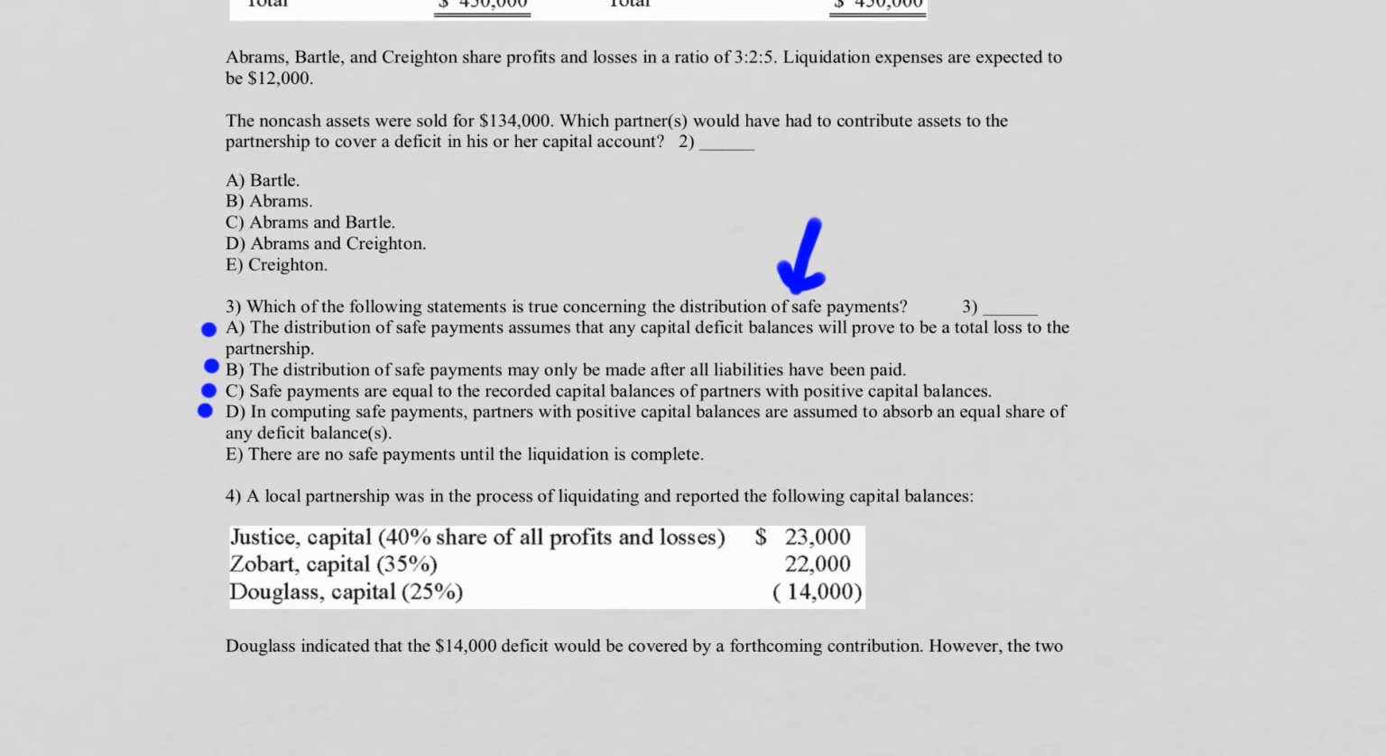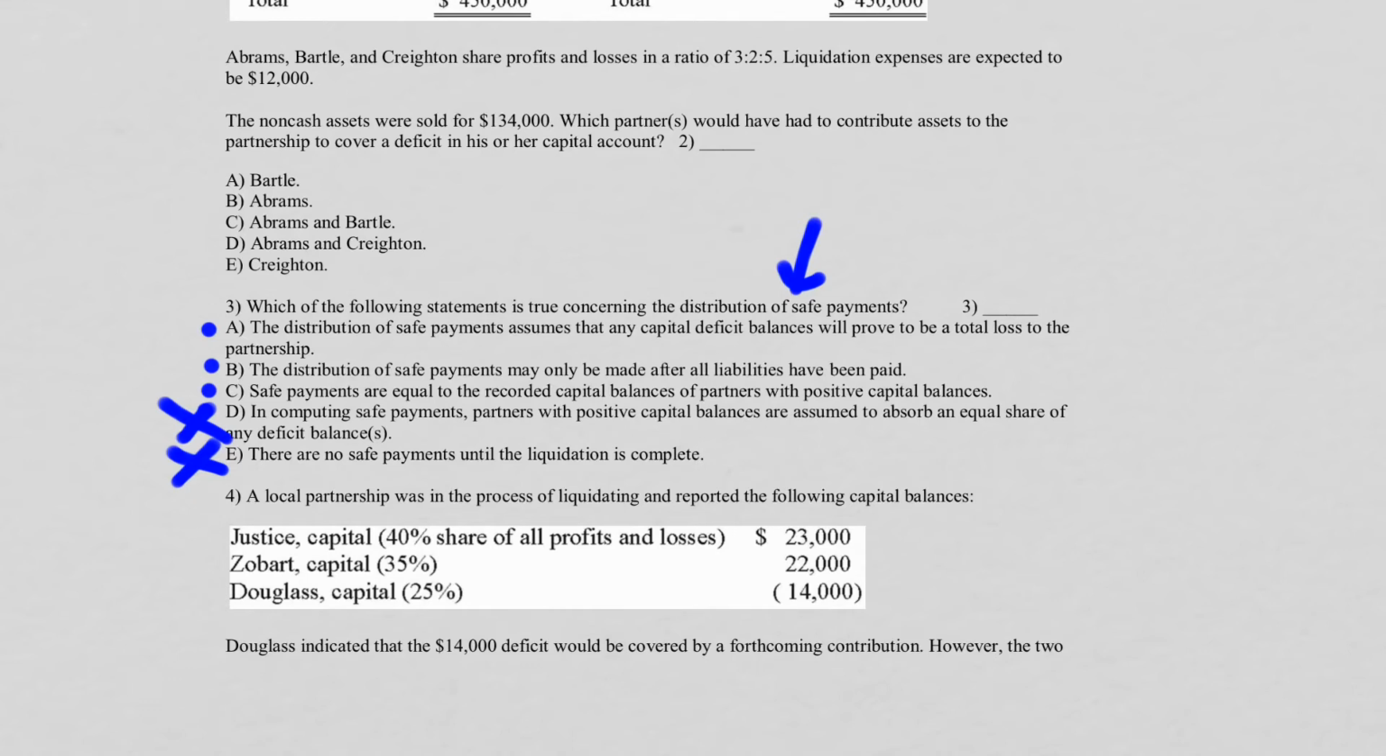Based on what I know about safe payments, let's see. In computing safe payments, partners with positive capital balances are assumed to absorb an equal share of any deficit balances. No, that's not true. It goes according to their profit and loss ratio. E, there are no safe payments until the liquidation is complete, and that's not true. We can make safe payments. So D and E are out.